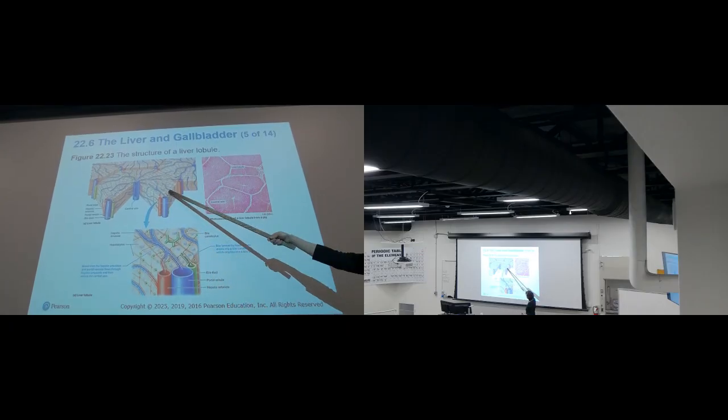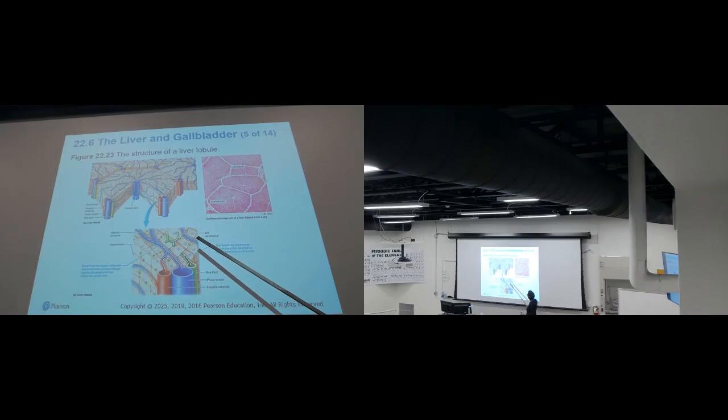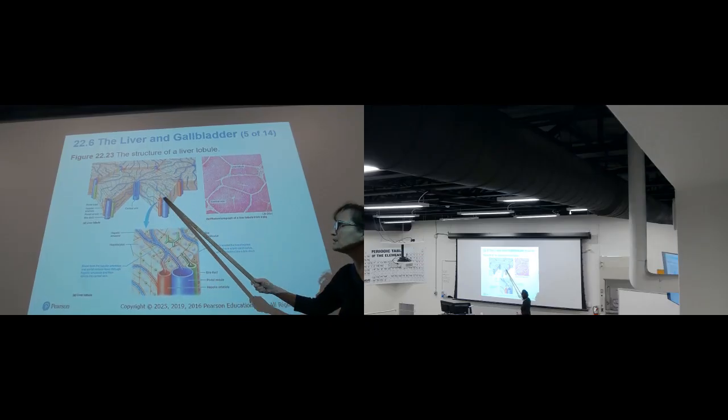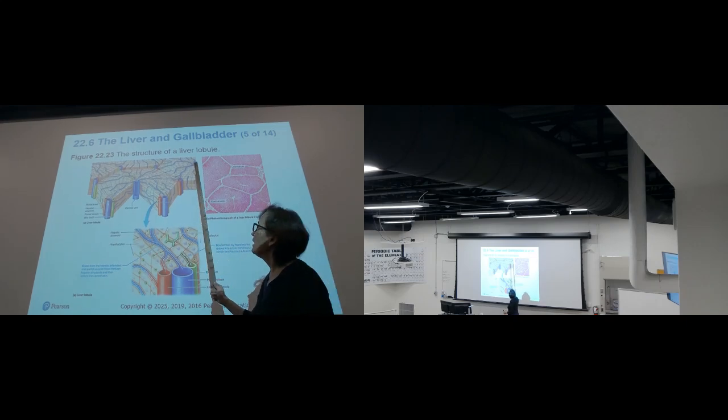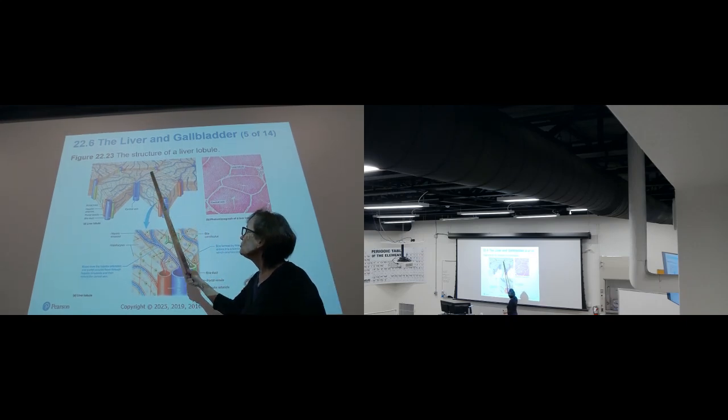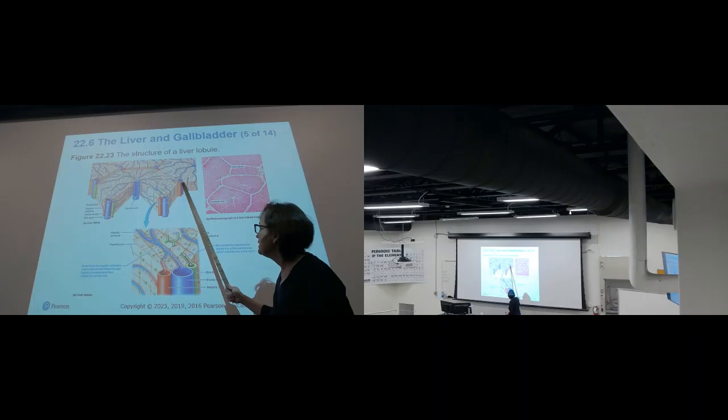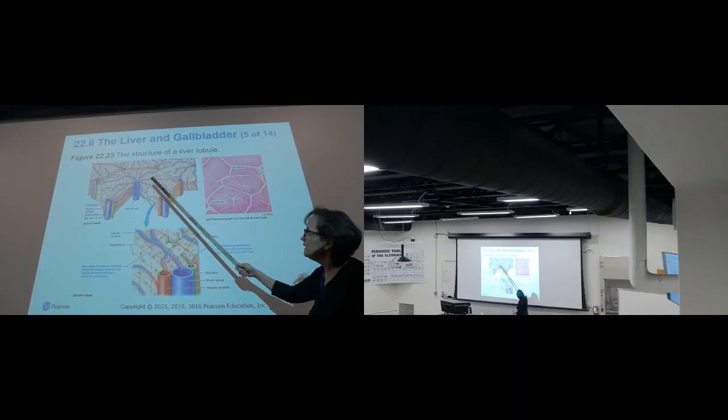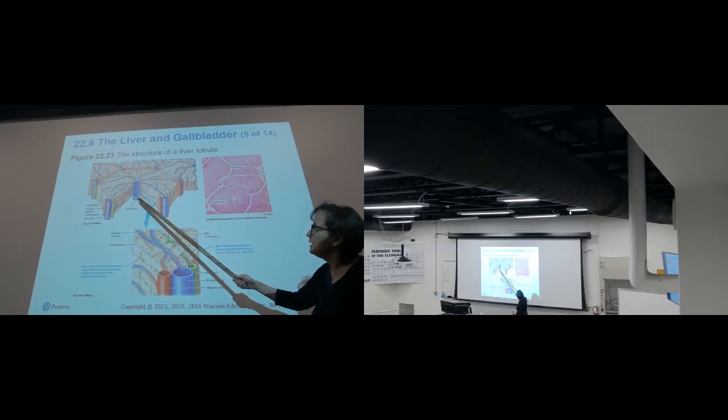So if you magnify this, you will be able to see these hepatocytes surrounding these hepatic sinusoids. These hepatic sinusoids basically bring blood from the portal venule into this vein. So this is how the venous blood drains from this portal venule into this central vein.